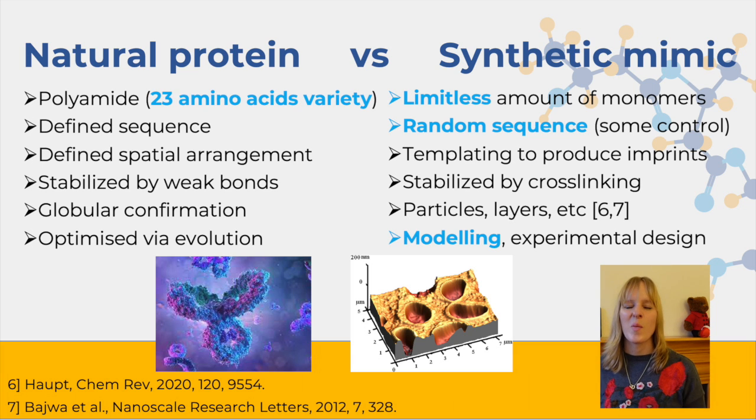Let's briefly compare. So we have natural proteins and then we have synthetic mimics. When we work with natural proteins, generally we have 23 amino acids that we can work with. Doesn't seem like a lot, but it pretty much does the job. So very defined sequence, very defined specific structure, and then you have weak bonds that really keep that 3D structure together.